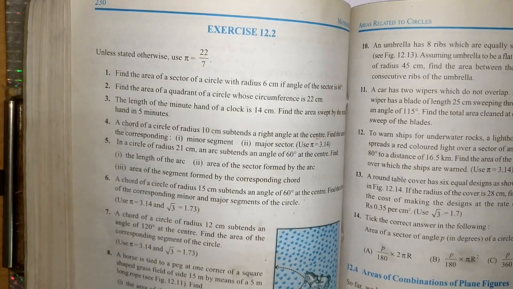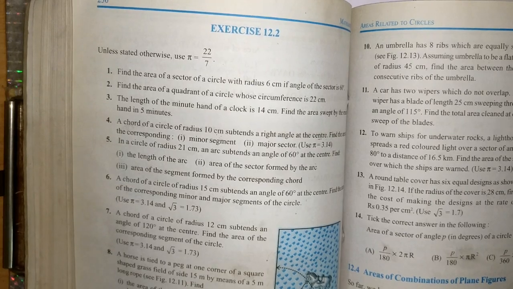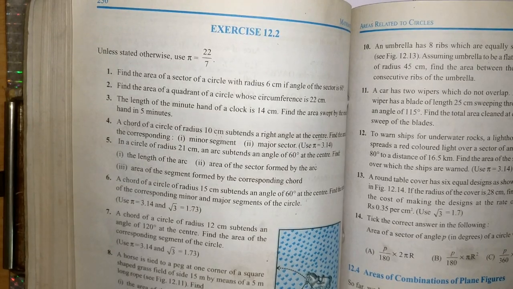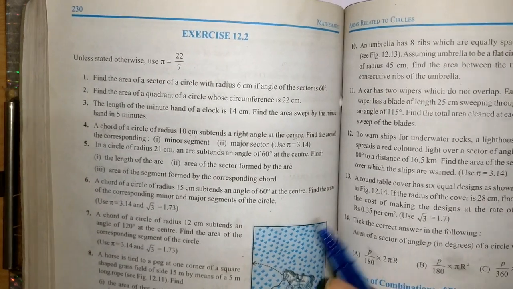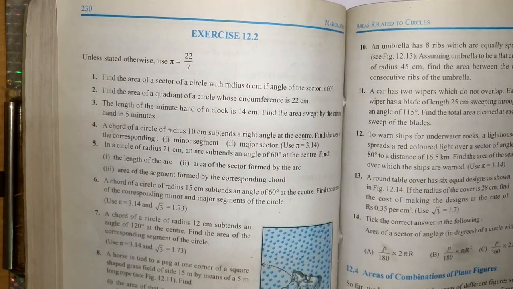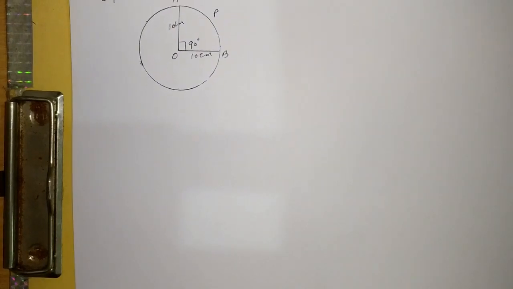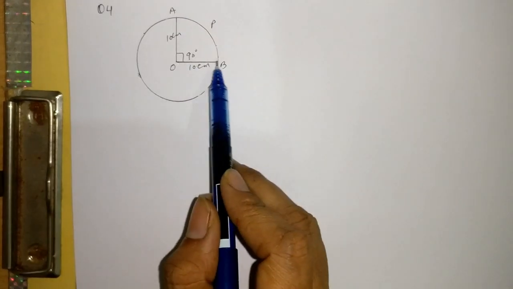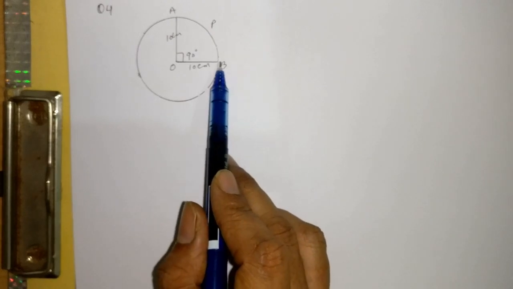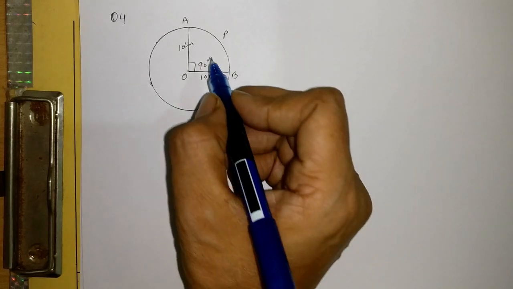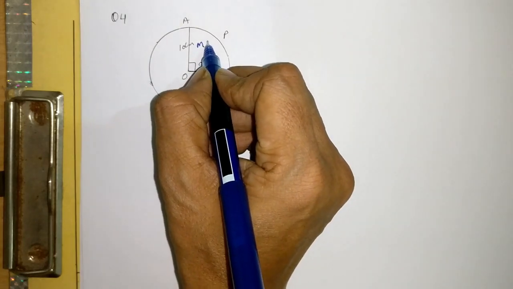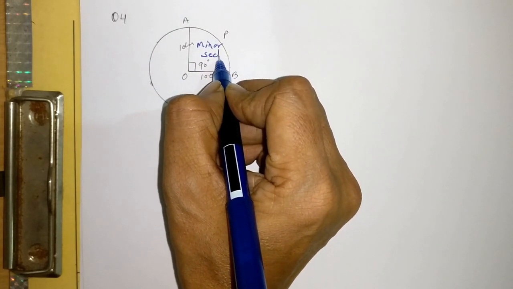In question number 4, we have been given a chord of a circle of radius 10 cm that subtends a right angle at the center. Find the area of the corresponding minor segment and major segment, and use pi equal to 3.14. Here I have made the diagram: the radius is 10 cm and the angle is 90 degrees. We have to find the area of the minor sector and the area of the major sector. First we'll categorize: this is minor and this is major.